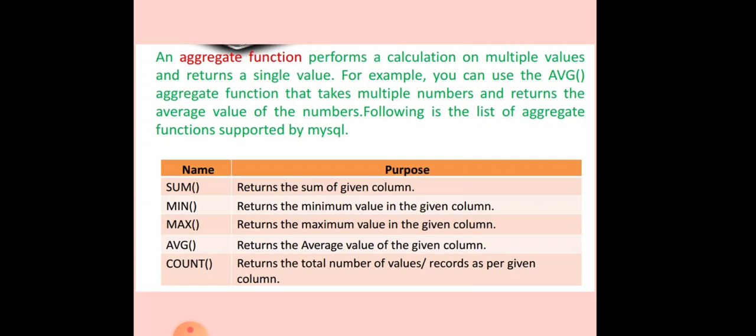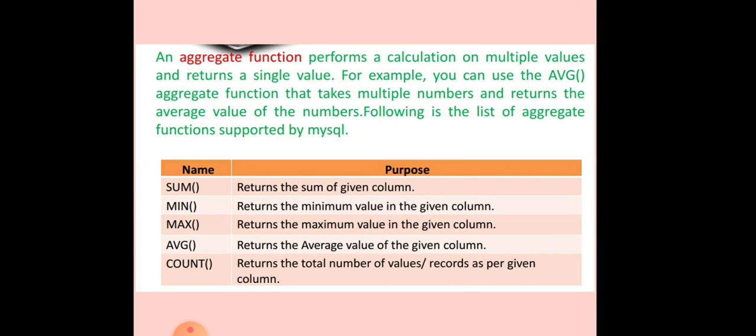In this chapter, we learn about the order by clause, aggregate functions, group by and having clause, and joins. Order by clause: we have learned earlier that the order by clause is used for arranging the values of columns either in ascending order or in descending order. Today we discuss aggregate functions.